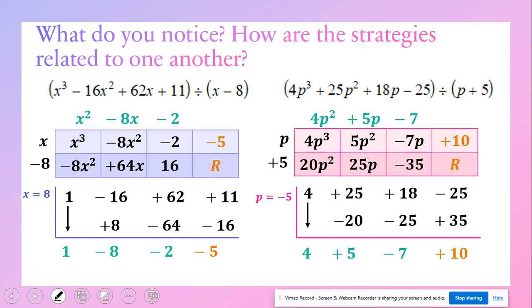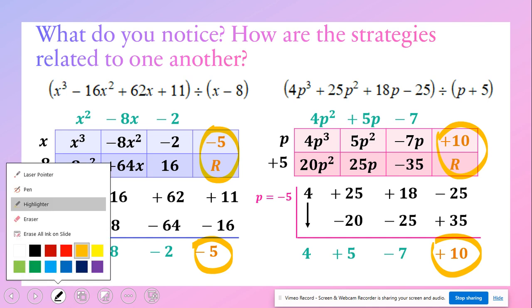And so what I hope you notice is that the remainders stay the same. The remainders don't change. They're the last value in the box. They're the last value at the end of this new strategy here, which we're going to call synthetic division. So the remainders always stay the same.